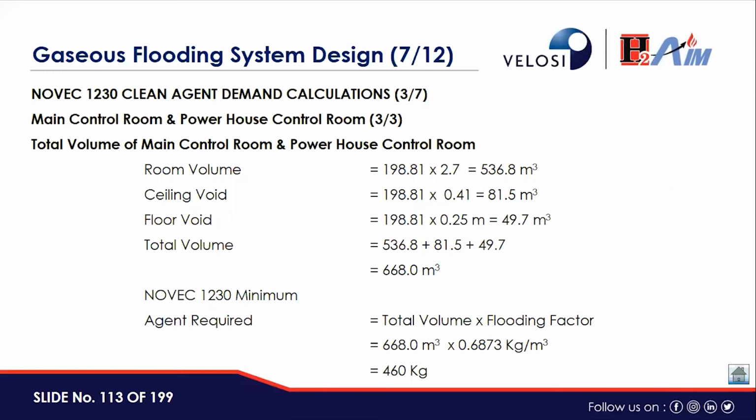Now the Novec 1230 minimum agent requirement was total volume times flooding factor. Flooding factor is 0.6873 kilogram per cubic meter multiplied by total volume. With this, we know how much Novec 1230 is required for the main control room plus the powerhouse control room as well.